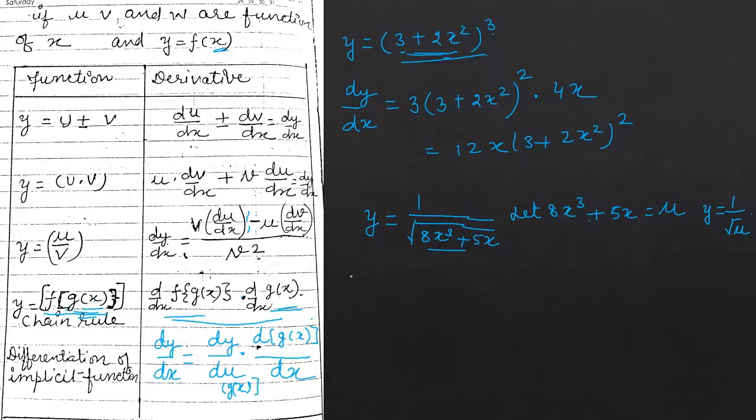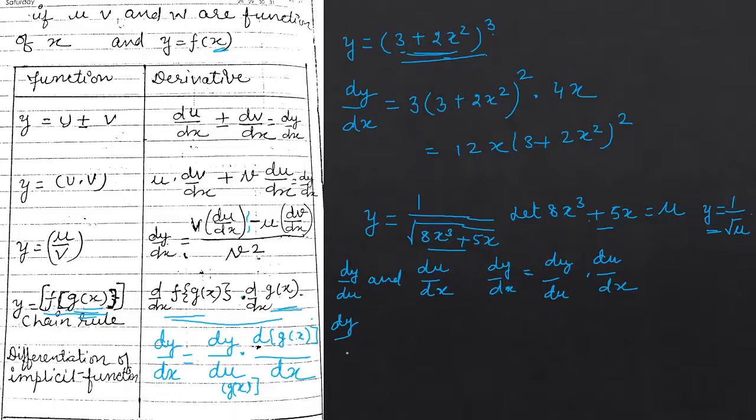Then what we have to calculate? We have to calculate two things, dy by du and du by dx. Okay, and then dy by dx will be equal to dy by du into du by dx. So first let's calculate dy by du from this function, and we will calculate du by dx from this function simply.